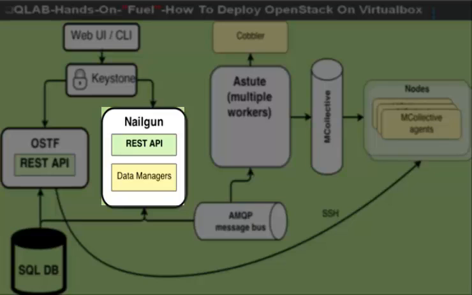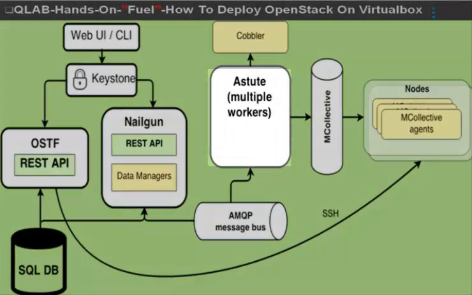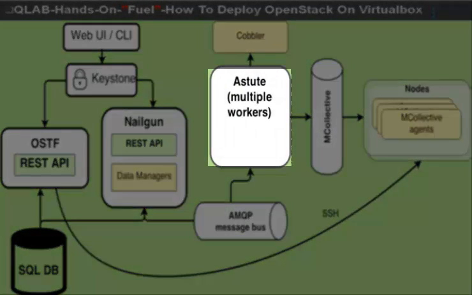Nailgun uses a SQL database to store its data and the AMQP service to interact with workers. Astute is a layer which encapsulates all the details about interacting with a variety of services such as Cobbler, Puppet, shell scripting, etc., and it provides a universal asynchronous interface to those services.